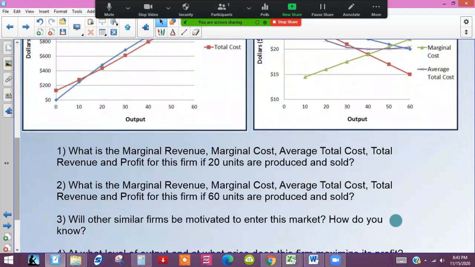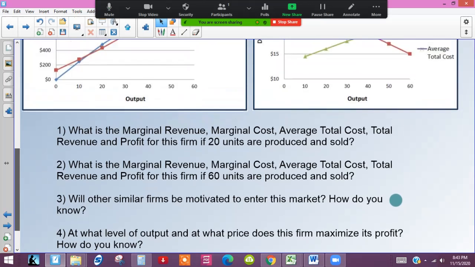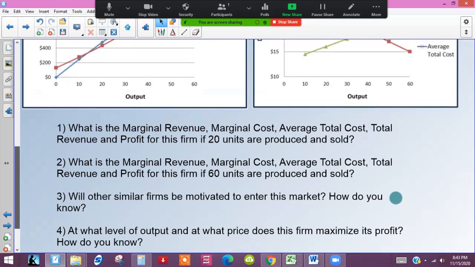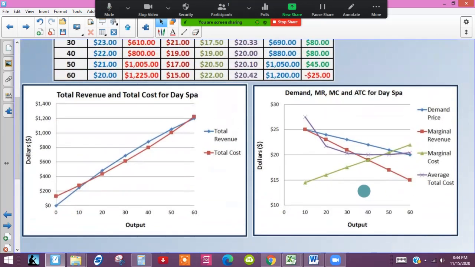So question 3, will other similar firms be motivated to enter the market? How do you know? Well, you need to look and see if this firm is earning an economic profit at their level of production, right? And we know, just like in a monopoly, this monopolistic competitor is going to produce where marginal cost equals marginal revenue. So they're going to produce here, which is 40, and we can see that up in our graph.